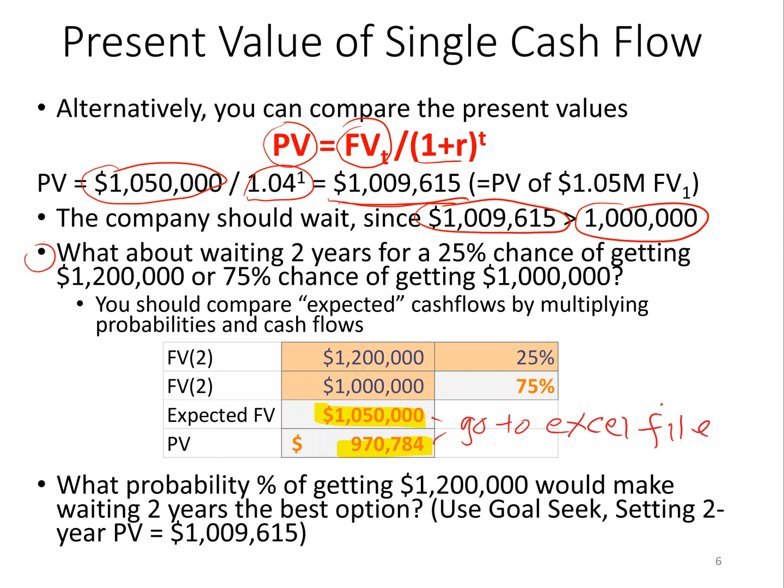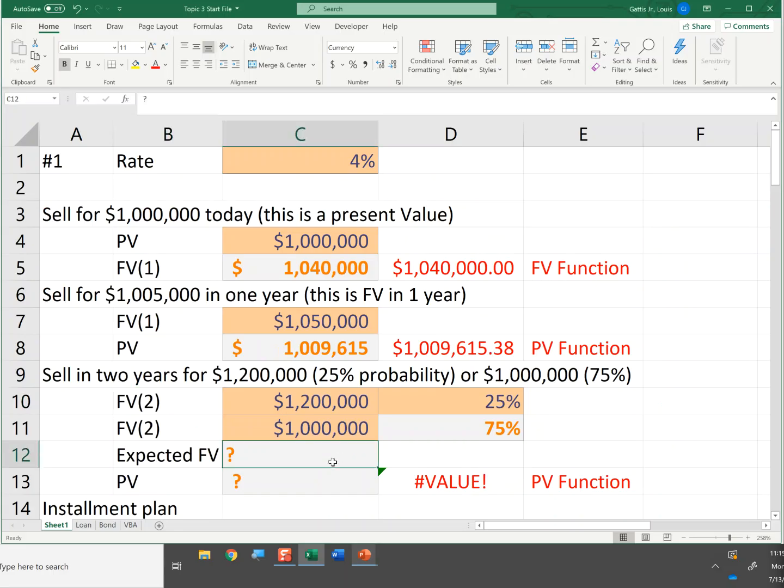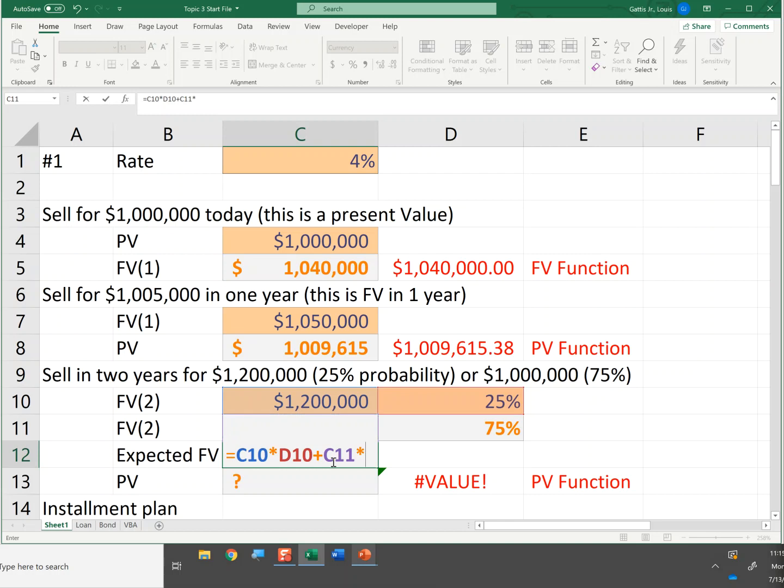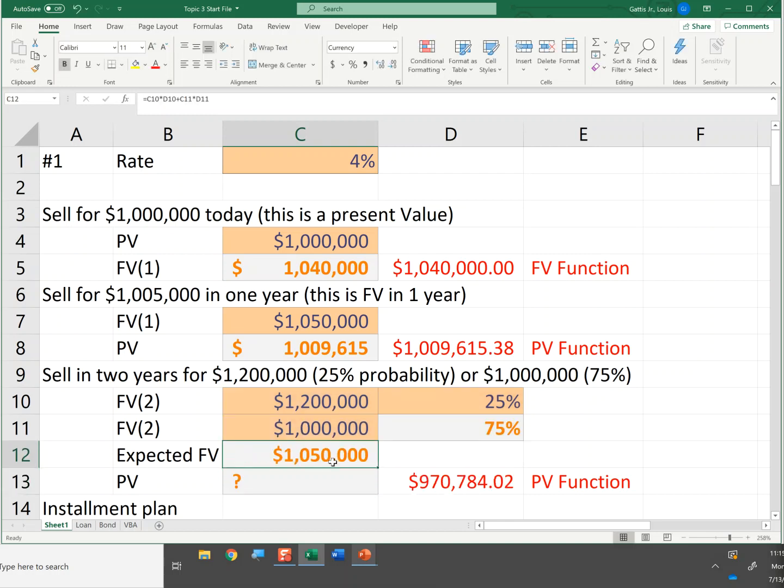So what we're going to do is calculate the expected cash flows and take the present value of the expected cash flows. I'm going to have a 25% chance of getting $1.2 million and a 75% chance of getting $1 million. So let's get the expected cash flow. I'll go to the spreadsheet. I'm going to take my $1.2 million times 25% plus $1 million times 75%. So the expected cash flow is the risk-adjusted expected cash flow, adjusting for the probabilities.